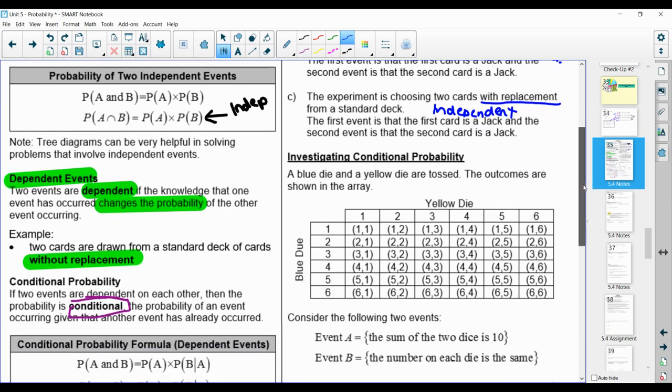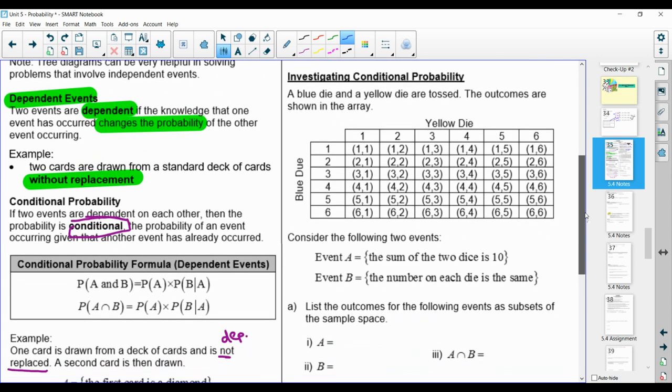All right, let's take a little bit deeper look at conditional probability. So the question here says a blue die and a yellow die are tossed and the outcomes are shown in an array. So I've got the sample space written out. This would be what we would call our sample space. And then we want to consider the following events. So event A is that the sum of 2 dice is 10, and event B is the number on each die is the same. So I'm going to circle those events.